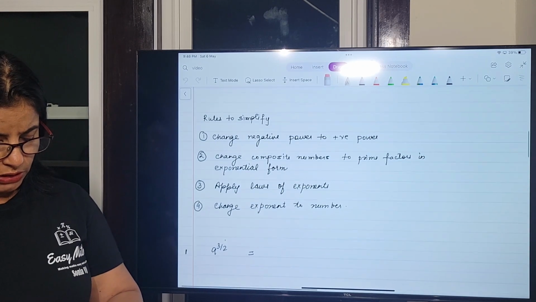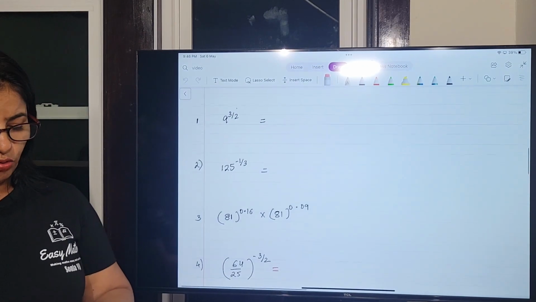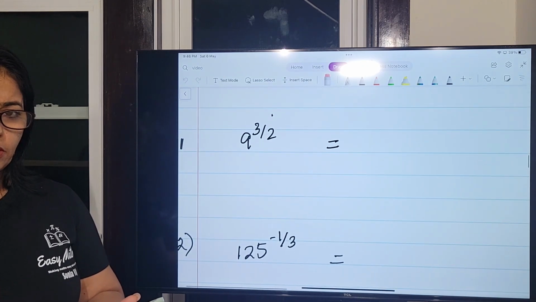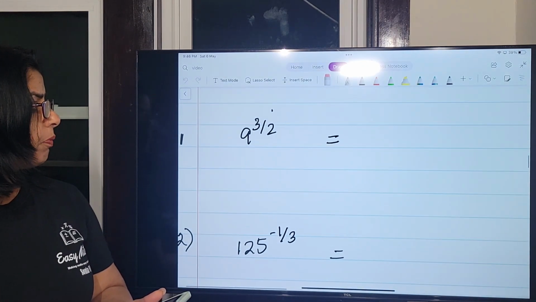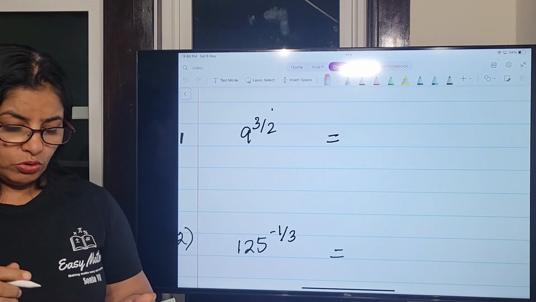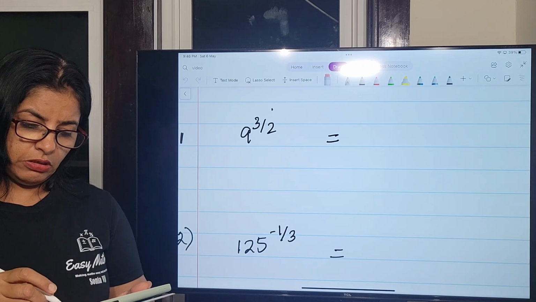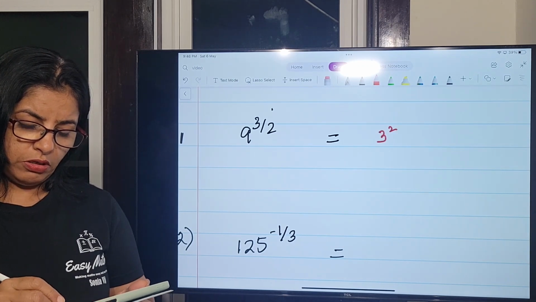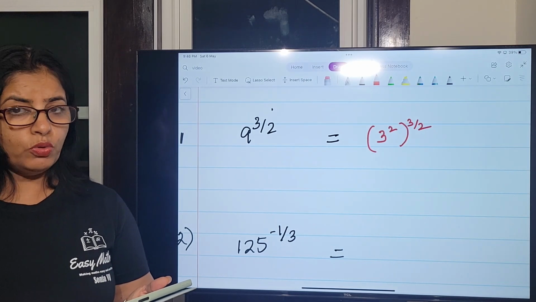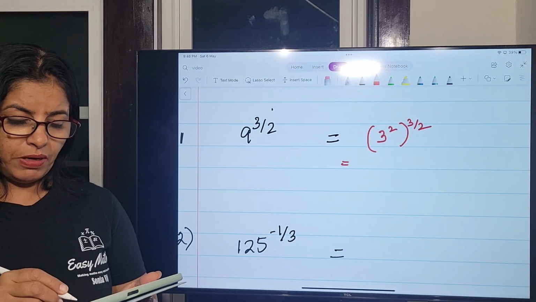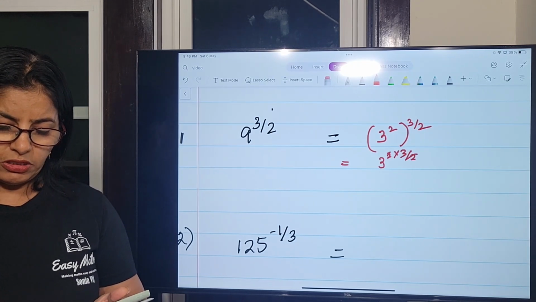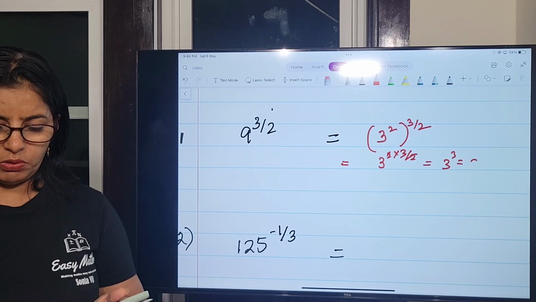The first question is 9 3 to the power 2. Okay, so the first question is this: 9 3 to the power 2. What do we do? First step, there is no negative power in this, so this becomes 3 square, 3 to the power 2. I change composite to prime factors. Now applying the laws, this becomes 2 into 3 by 2. 2 gets cancelled, it is 3 cube, and the answer is 27.